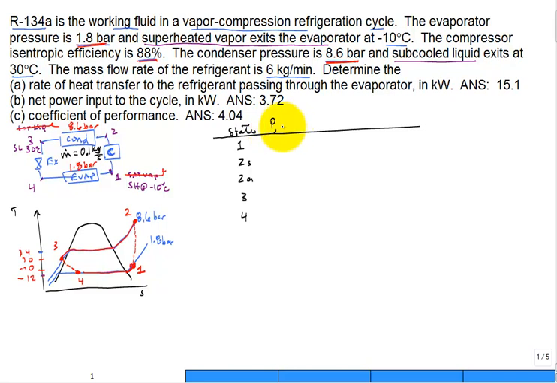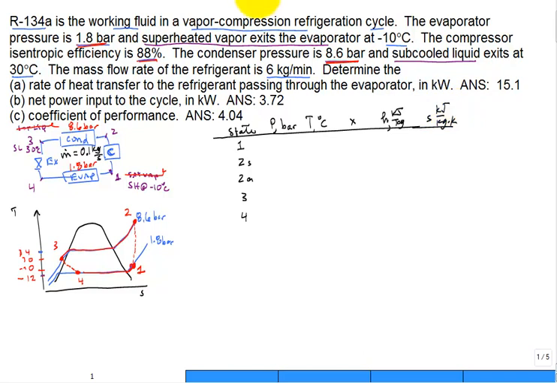We could put it in bar, put it in kilopascal, doesn't matter. Just have to, if we're going to use software to evaluate our properties, have to have the right pressure units. And then temperature in degrees C. We could be interested in the quality, and primarily the enthalpy in kilojoules per kilogram, and the entropy in kilojoules per kilogram Kelvin. Okay, so some of the information's given to us.